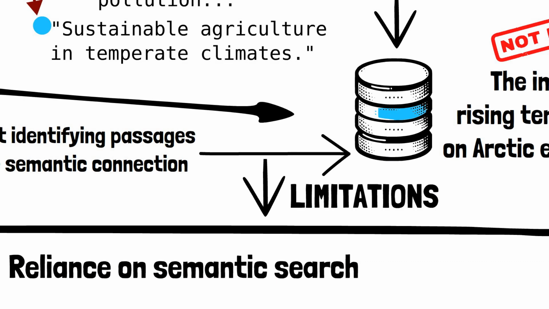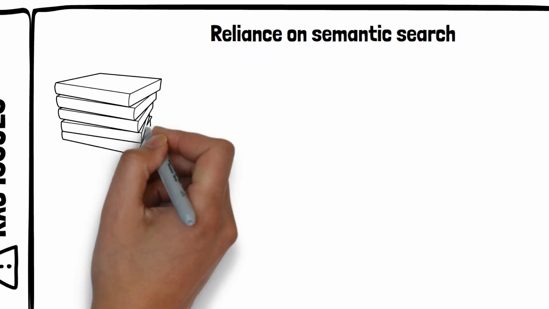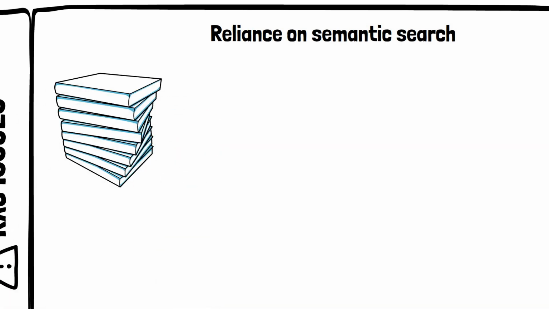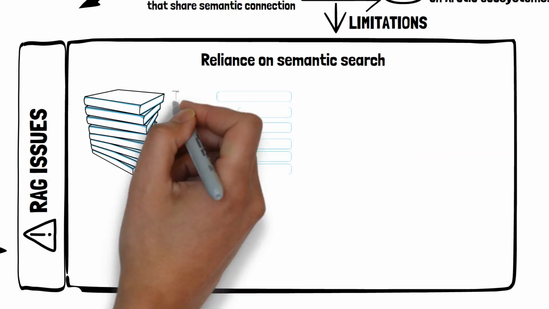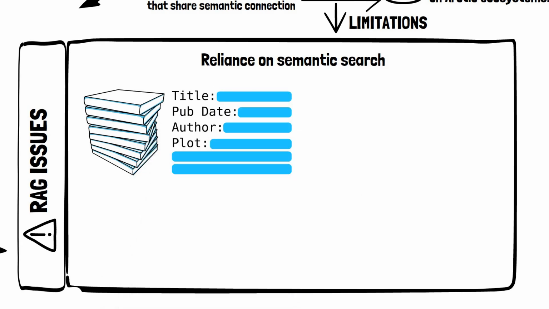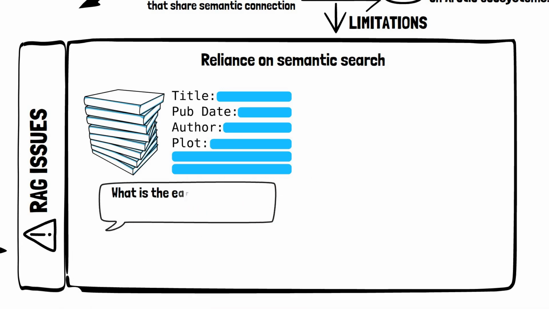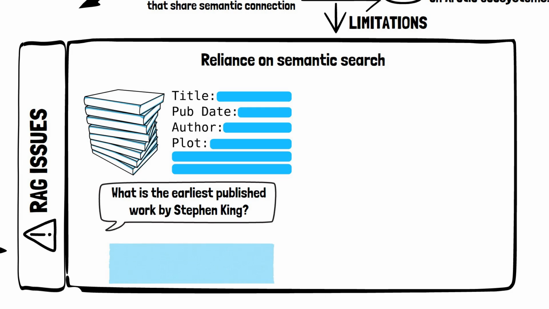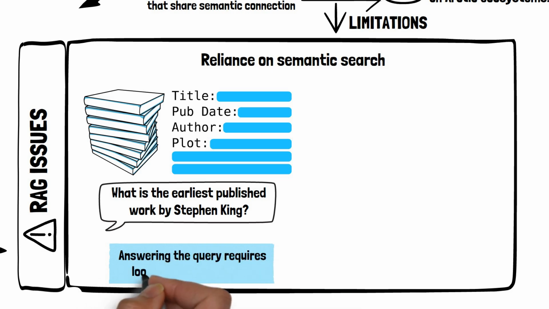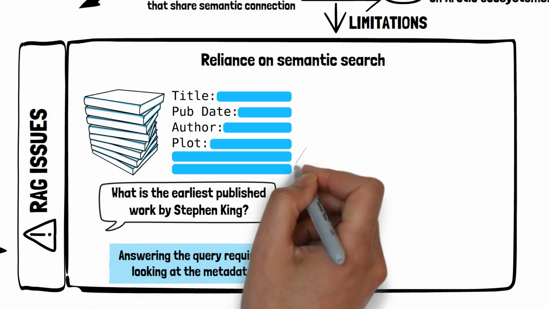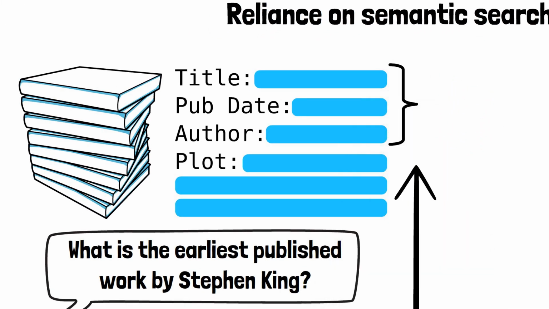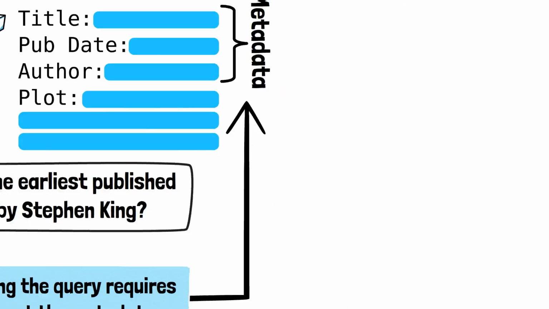Imagine a RAG system that holds an extensive database of books, including various metadata, such as publication dates, authors, genres, and plot summaries. Now, let's say a user poses the question, what is the earliest published work by Stephen King? In this scenario, the effectiveness of traditional semantic search is limited. The query specifically requires information that is more accurately retrieved from the system's metadata, particularly focusing on the author's name and publication dates of the works.